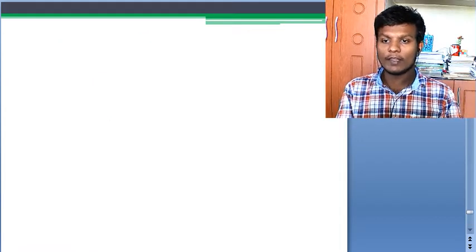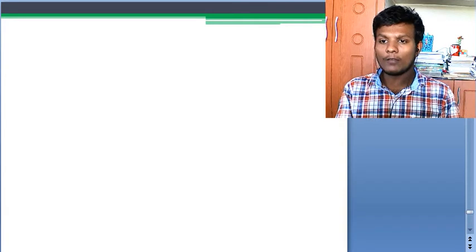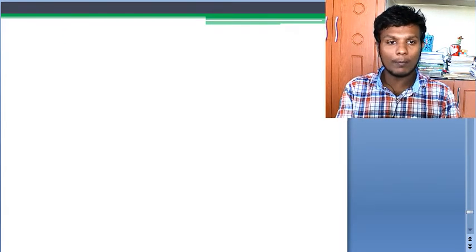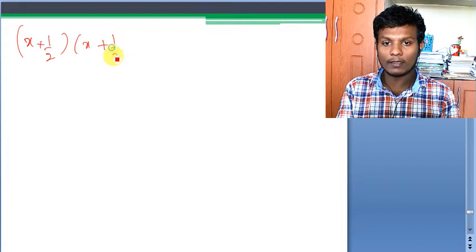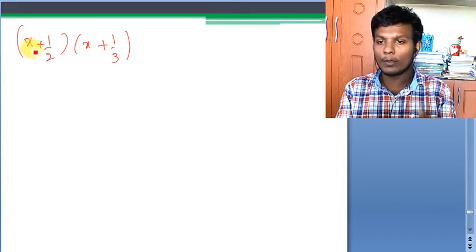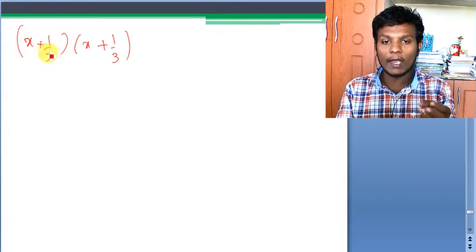So far we have seen these algebraic identities and how they are. So how will they help us? Suppose, let us take an example here. Suppose I have been asked to find (x + 1/2)(x + 1/3). Now if you want to do it, you can do it using the distributive property, multiplying each and every term. But do I have any identity in this form?